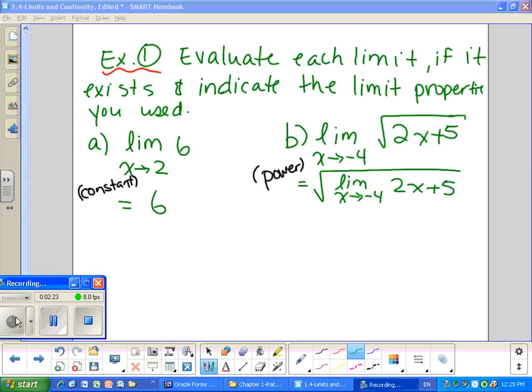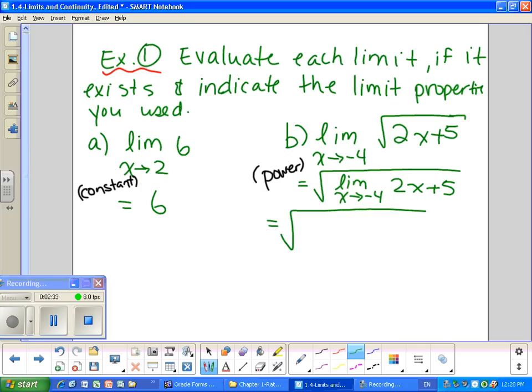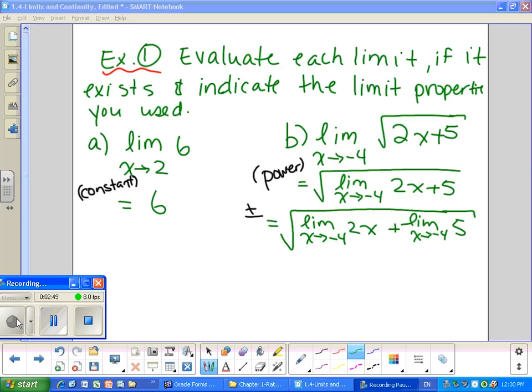Continue on. There's another property of addition and subtraction. And it says that if you are adding two things, you can take the limit of each of those as well. So this is the same thing as saying, still the square root of the limit as x goes to negative 4 of 2x plus the limit as x goes to negative 4 of 5. And that's based on the addition-subtraction property.